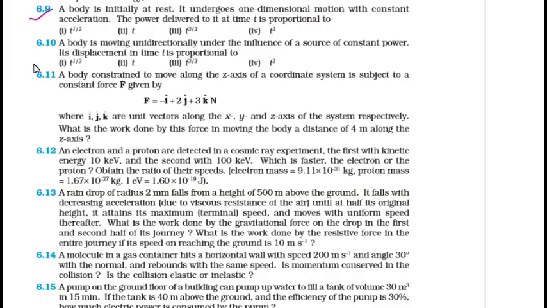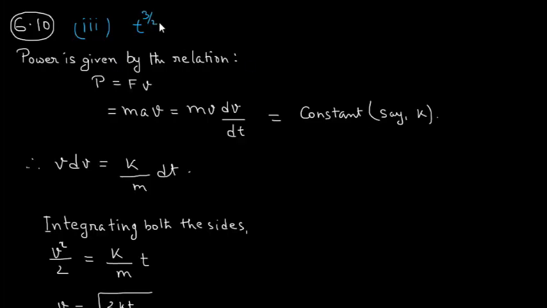The next question is 6.10. A body moving unidirectionally under the influence of a source of constant power. Its displacement in time t is proportional to: 1) t to the power 1 by 2, 2) t, 3) t to the power 3 by 2, 4) t squared. Let us see the solution. The answer is 3, t to the power 3 by 2. Let us see the explanation.